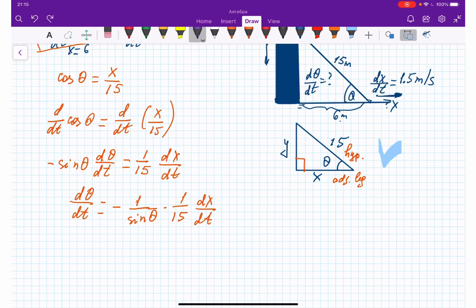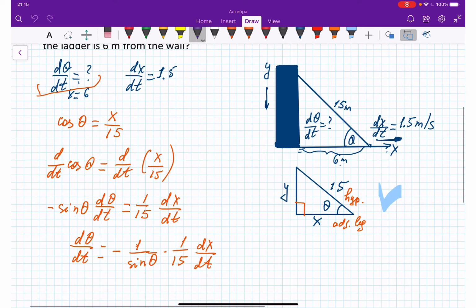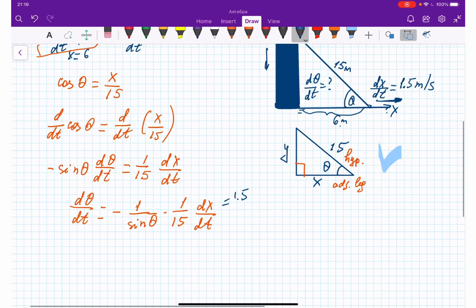So to complete this solution, because this is our solution, we need to know the value of sine theta at the moment when x is equal 6 meters. So we need to find how much is our sine theta, right? Because we have dx, correct? Here it is, our dx is equal 1.5. So all we need to do is find our sine theta to be able to find the change of theta itself, right?